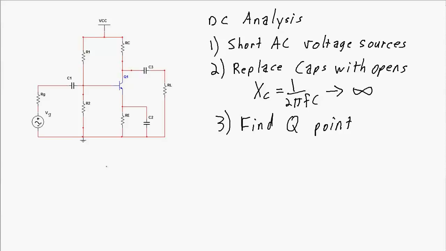To do the AC analysis, there's also a number of steps that I'm going to go through. First of all, I want to eliminate the DC portion of the circuit. So I'm going to eliminate the DC sources. These are all voltage sources, so I'm going to short all the DC voltage sources.